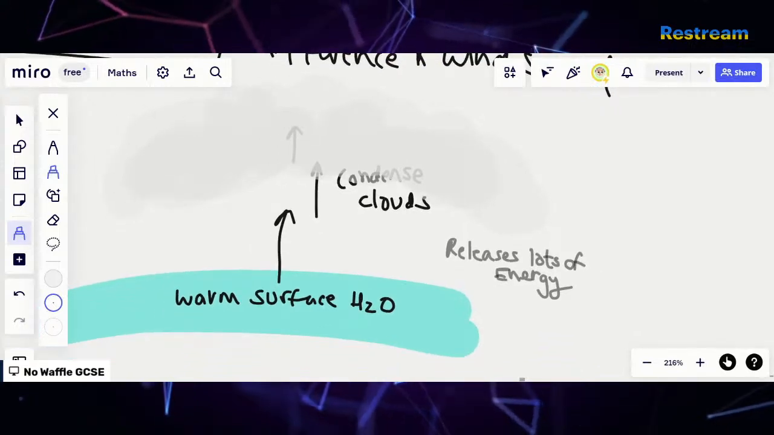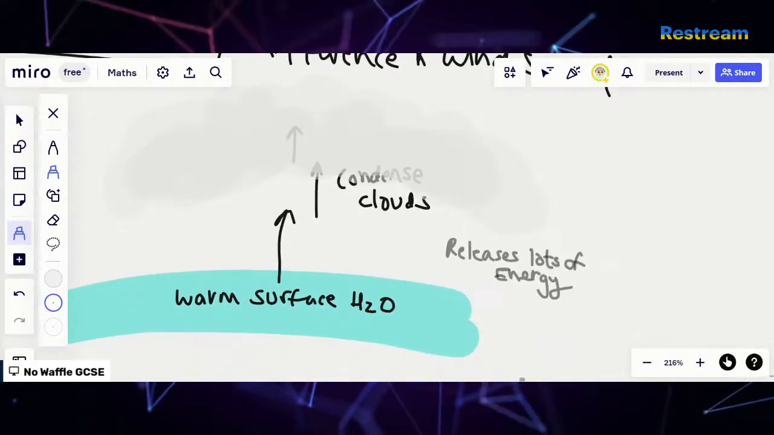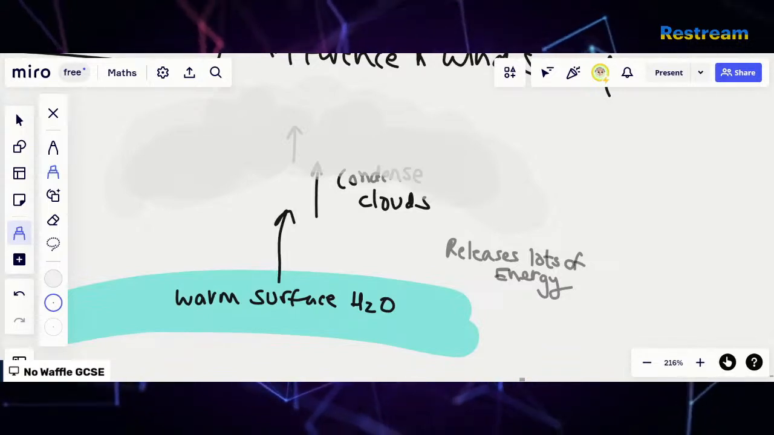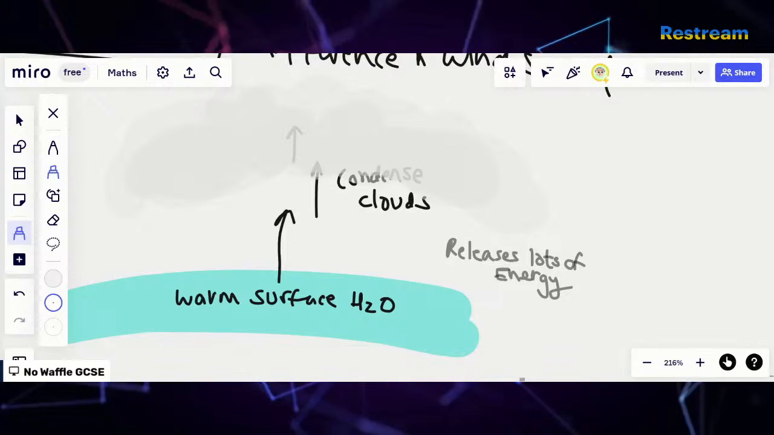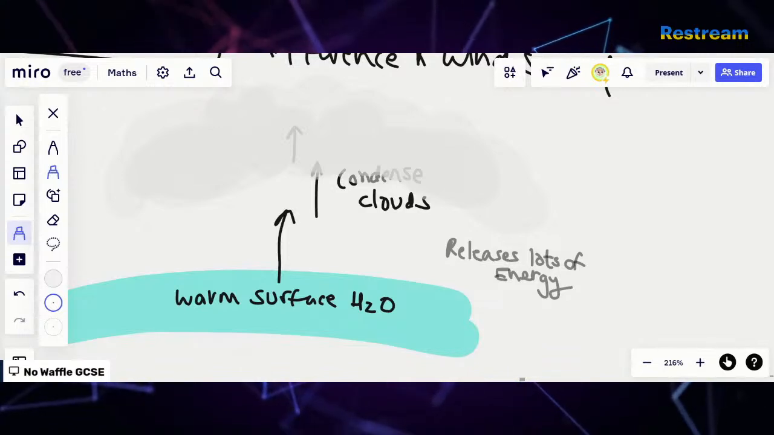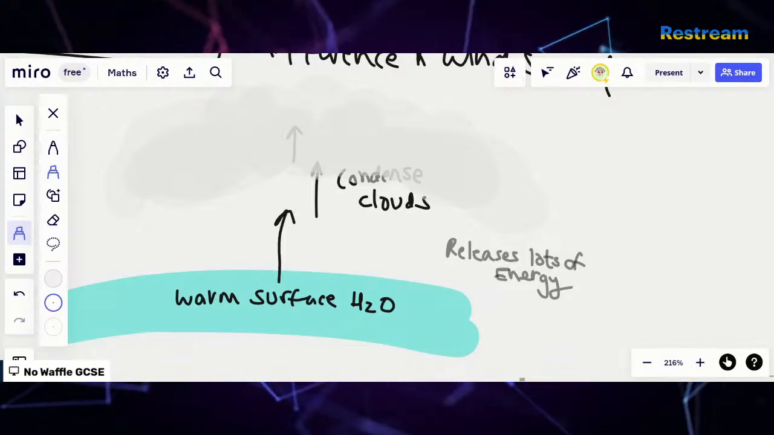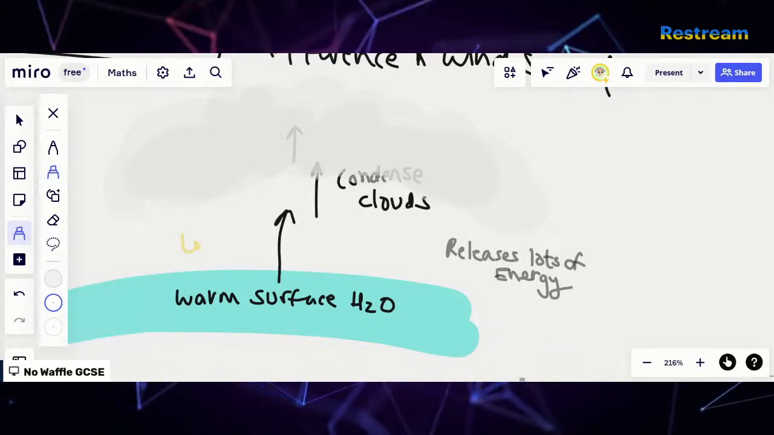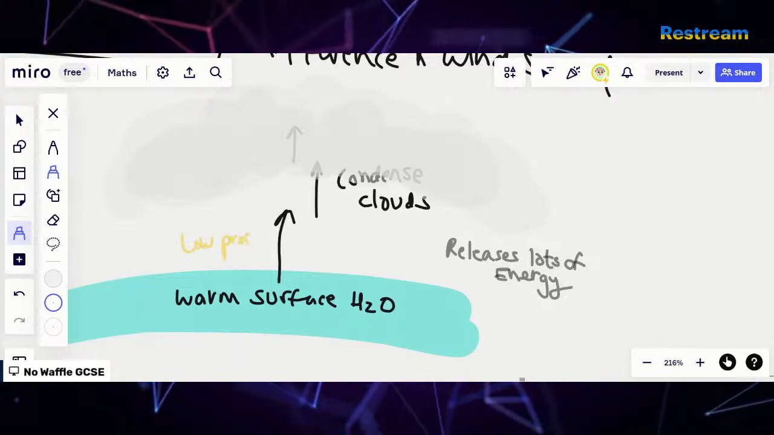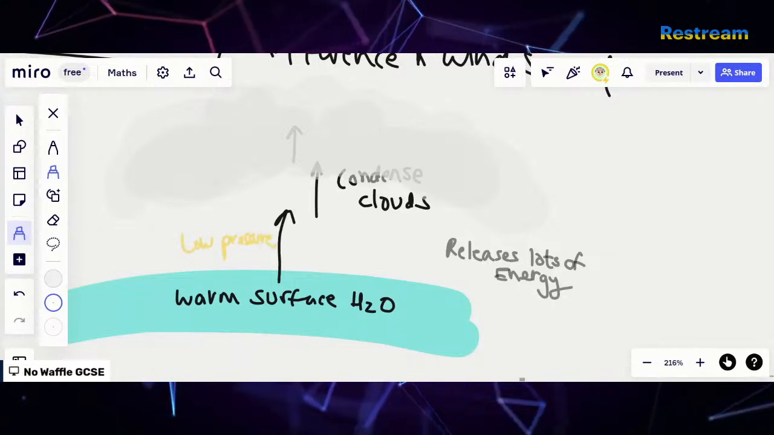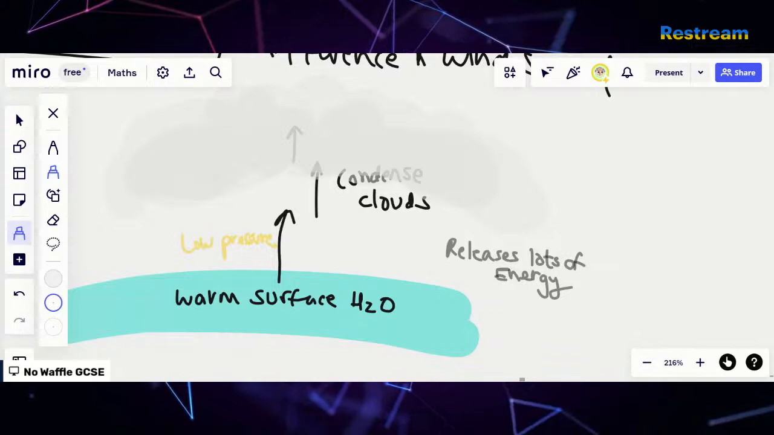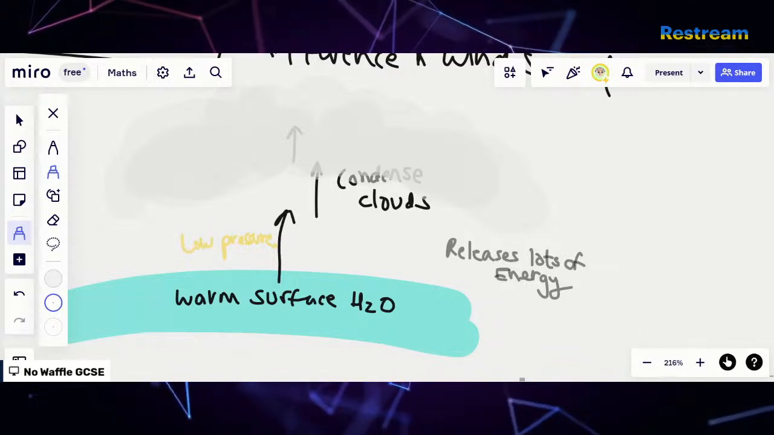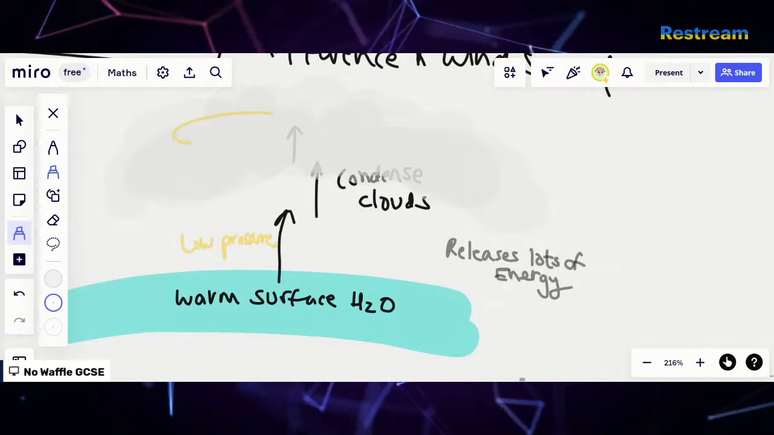Now, as this releases lots and lots of energy, this then begins to create a powerful storm. What happens is the rising air creates an area of low pressure, because as we know, rising air creates areas of low pressure. And then this increases the winds at the top. So low pressure at the bottom, winds at the top.